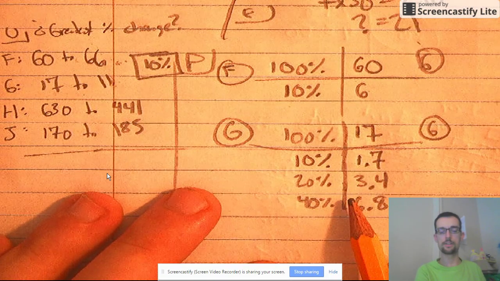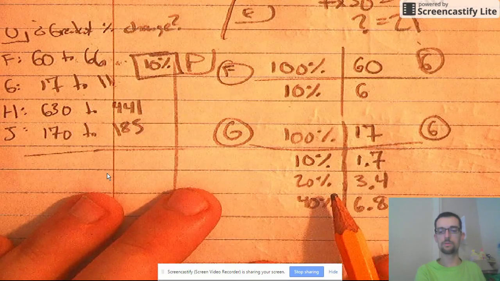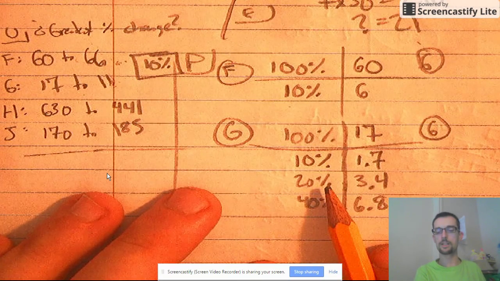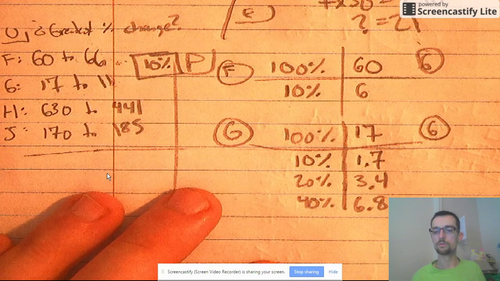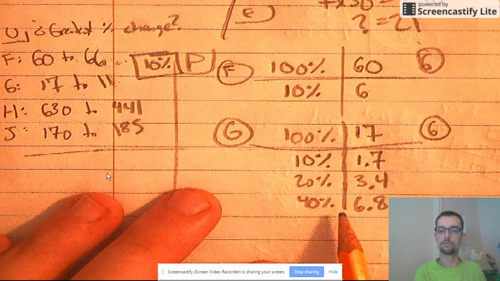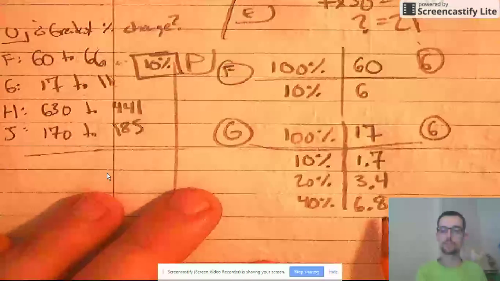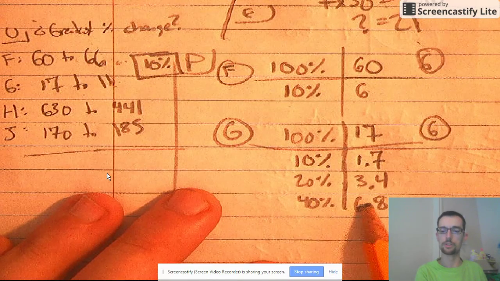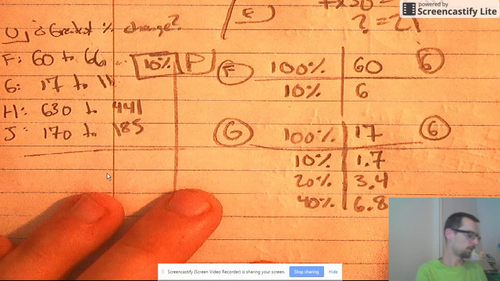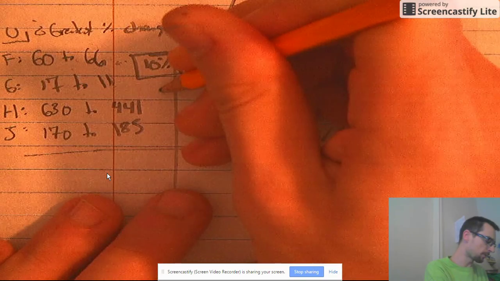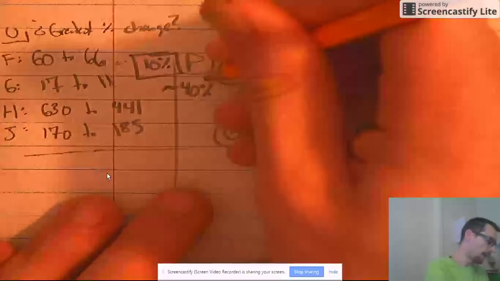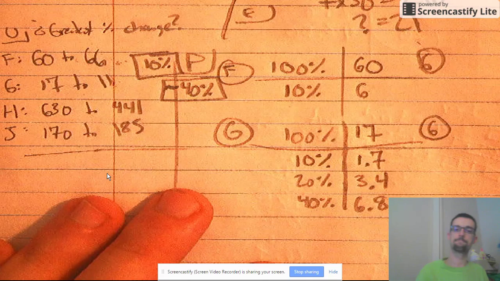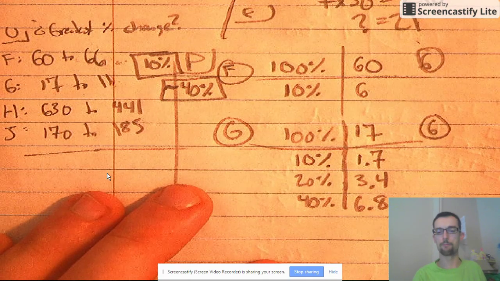So the real answer is somewhere, I'm not going to go into much more detail, somewhere between 20 and 40, right? Closer to 40, because it's closer to 6.8 than it is to 3.4. That's really close. I might have to come closer depending on my answer choices, but I'm going to say this one's about 40%. Okay, about 40%, right? Real close.